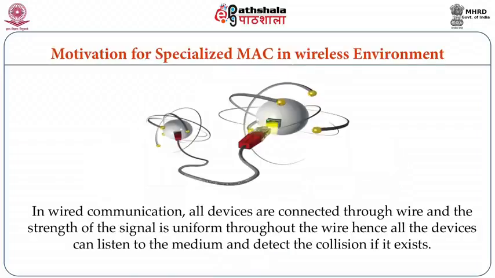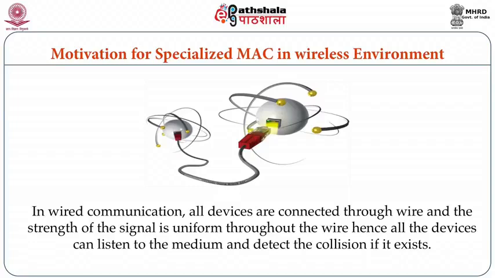Now this scheme works very well in wired communication. Why? Because all the devices are connected through the wire, and the strength of the signal is uniform throughout the wire. Hence all the devices can listen to the medium and detect the collision if it exists.